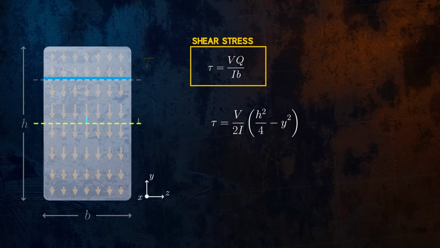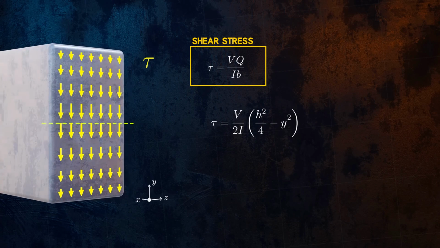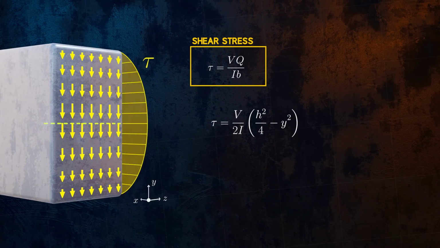The y term is squared, and so the shear stress varies parabolically over the height of the cross-section, with the maximum shear stress occurring at the neutral axis. This is opposite to the bending stress, which is 0 at the neutral axis, and explains why the horizontal shear failure of a wooden beam we saw earlier occurs close to the neutral axis.